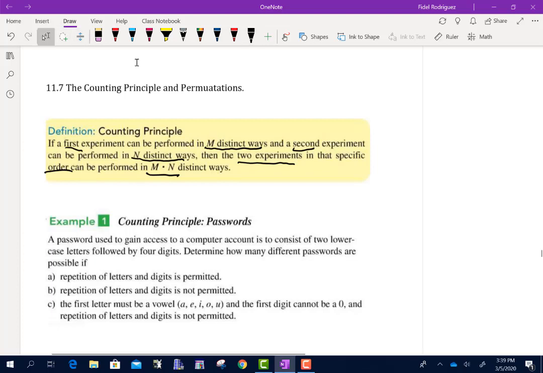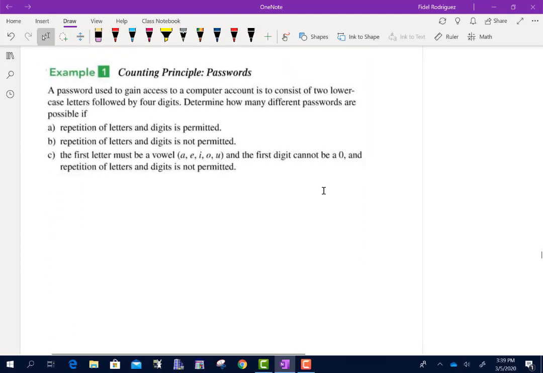All right, so let's go through this first example and see if we can't make sense out of this. It says counting principle, passwords. A password used to gain access to a computer account is to consist of 2 lowercase letters followed by 4 digits. Determine how many passwords are possible if part A says repetition of letters and digits is permitted. Okay, so we're going to pick 2 lowercase letters, and then we're going to pick 4 digits.